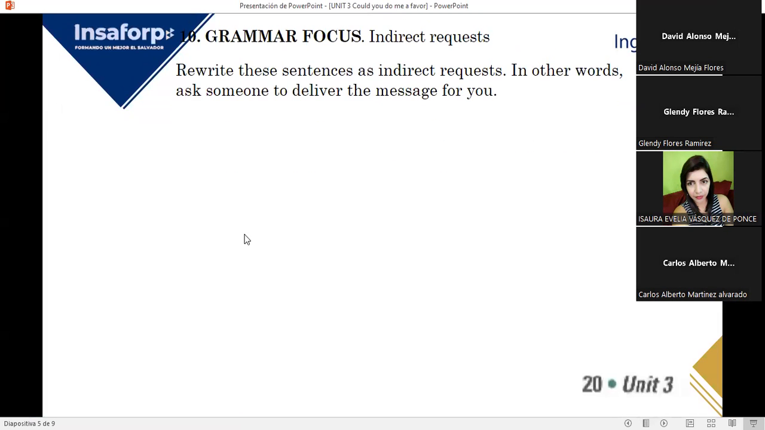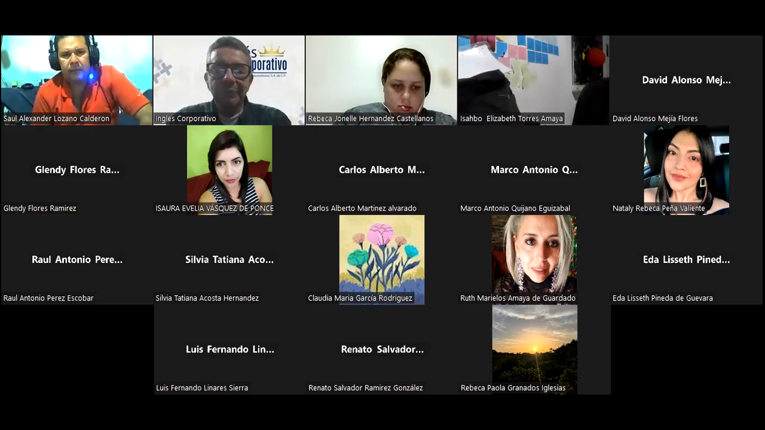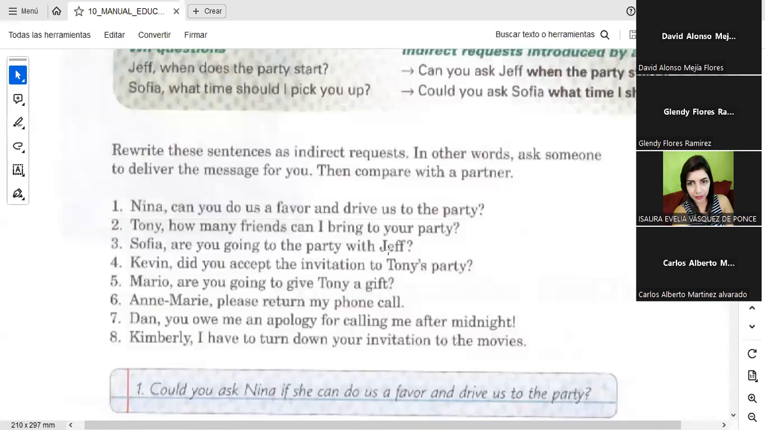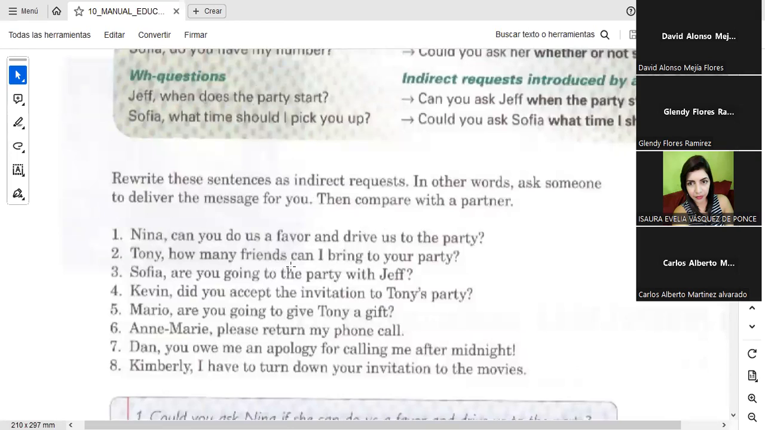This one is on page 20 of your manual. Can you look for it? On your manual, which is this one. This exercise, are you able to see it? Yes, teacher. Okay, it says rewrite the sentences as direct questions. In other words, ask someone to deliver the message for you, then compare with your partner.